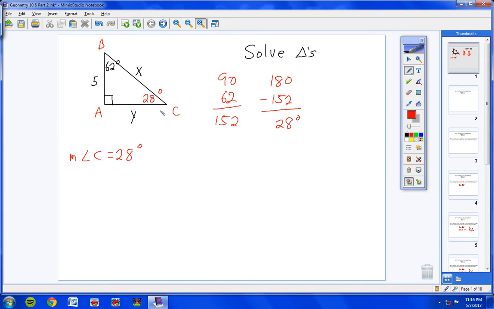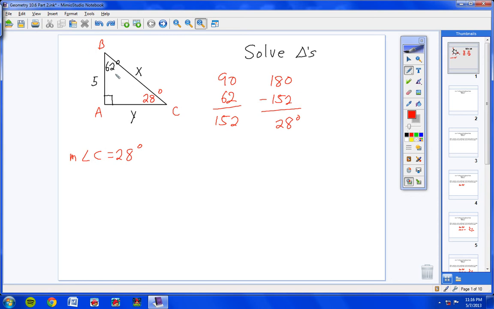So the measure of angle C is 28 degrees. Now, we've got to solve for x, we've got to solve for y. You can't use the Pythagorean Theorem, you only know one side. We can't use 30-60-90 shortcuts, we can't use 45-45-90 shortcuts. The only thing we can do is use our ratios: sine, cosine, tangent.